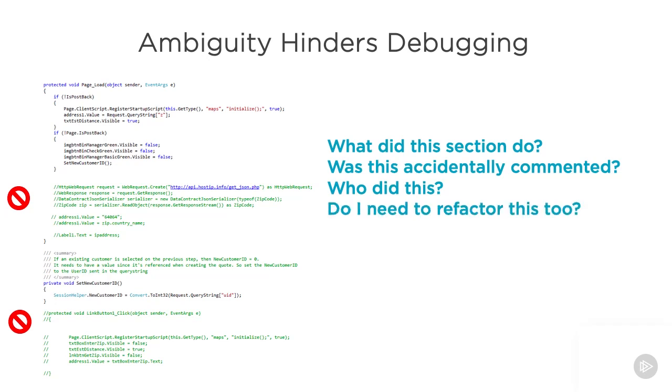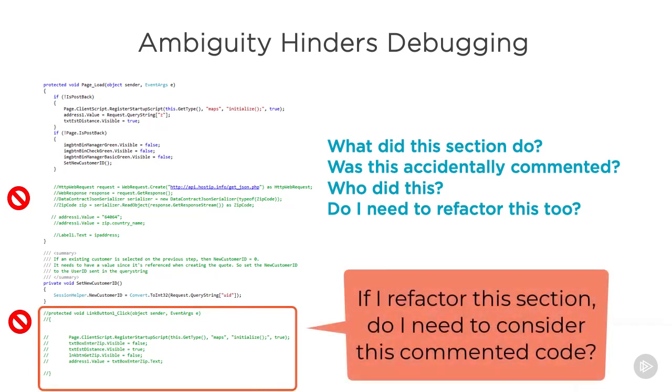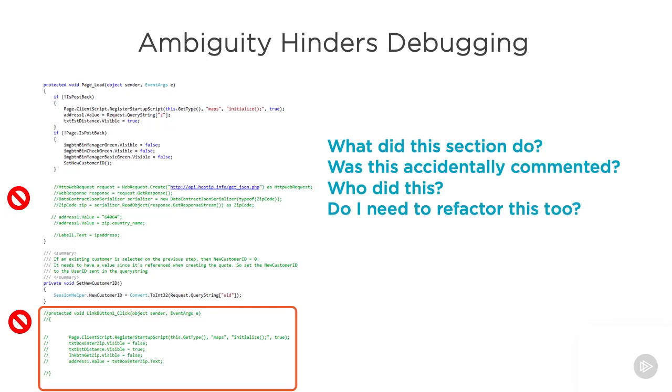This ambiguity also hinders refactoring. Remember that we should regularly be leaving the code a little better than we found it. But when a class or a method contains a chunk of zombie code, things get tricky. If I refactor this section, do I need to consider this commented out code? Will it be turned back on again soon? How will it interact with my new implementation? These are questions maintenance programmers shouldn't have to ask.